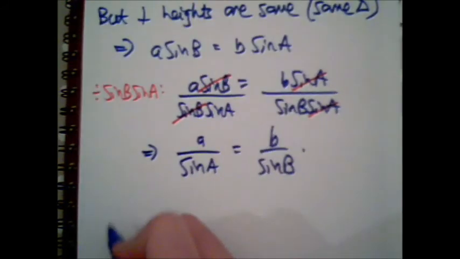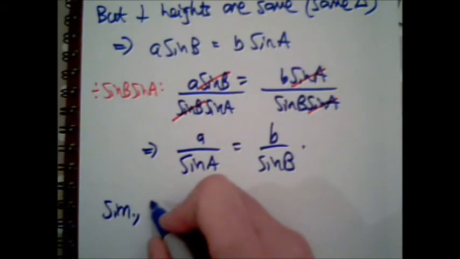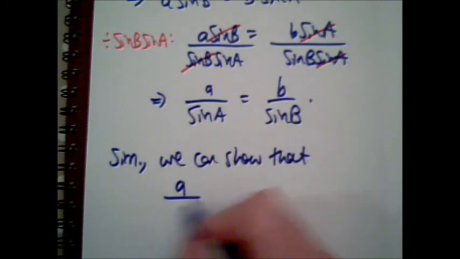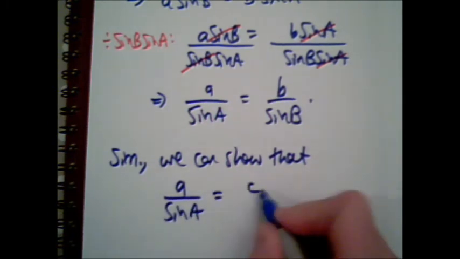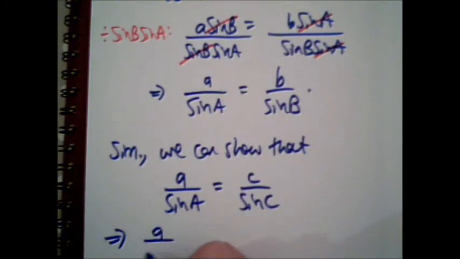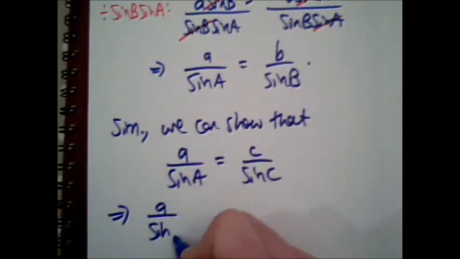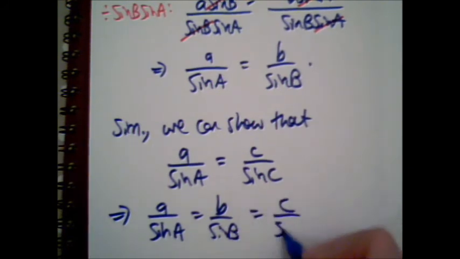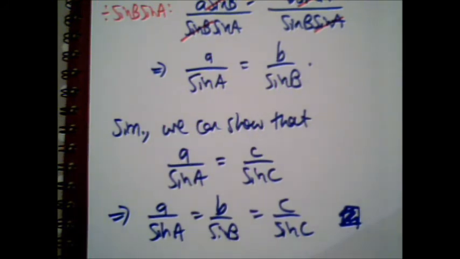And finally, similarly, we can show that A over sine A equals C over sine C, and therefore A over sine A equals B over sine B equals C over sine C, and we're done. So there was very little maths. The only maths was right at the very end there, where we have to go dividing by sine B sine A.